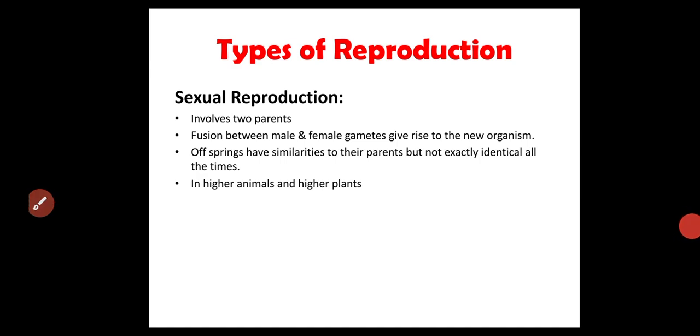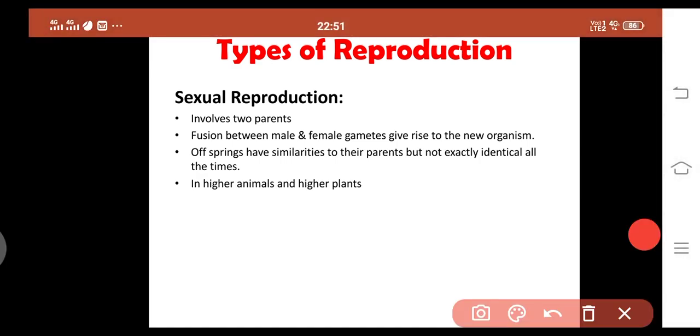What is sexual reproduction? In sexual reproduction, we need both a male gamete and a female gamete, so it involves two parents. Fusion between the male and female gamete takes place, which gives rise to a new organism. Offspring have similarities to their parents, but they don't look exactly identical to the parents all the time. In higher animals and higher plants, this type of sexual reproduction takes place.